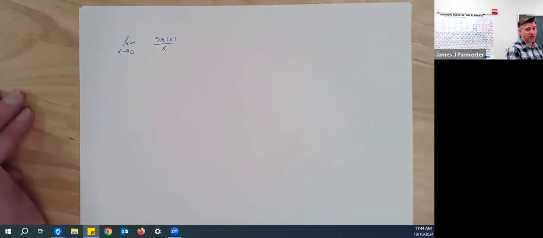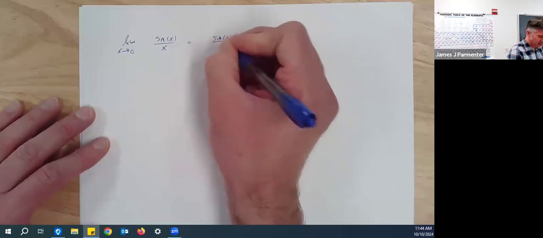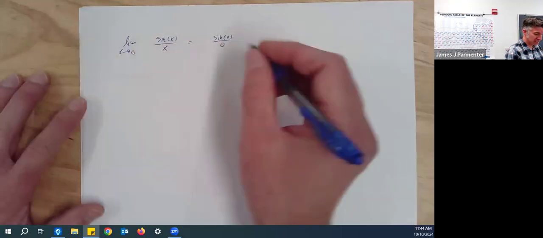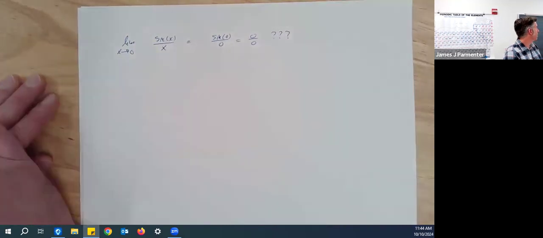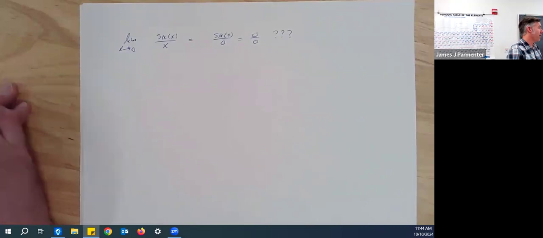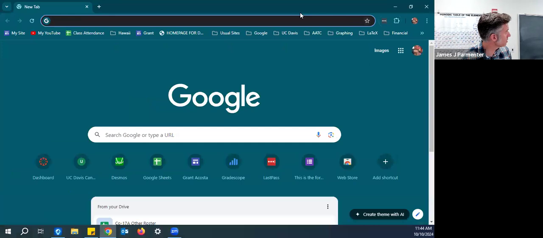So what happens here if we plug in 0? Well, we get sine of 0 divided by 0. And what's sine of 0? It's 0. So there's a couple ways to show what this limit is. I think the best way to show you is actually to graph it. So let's look at the graph real quick. Because there is something super important about this that you should all get to see.